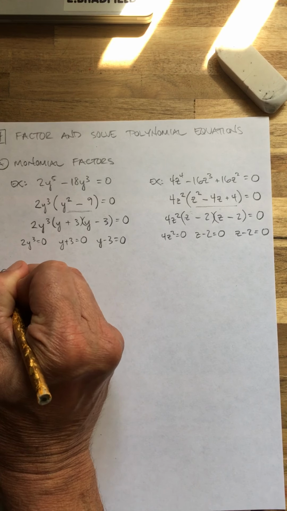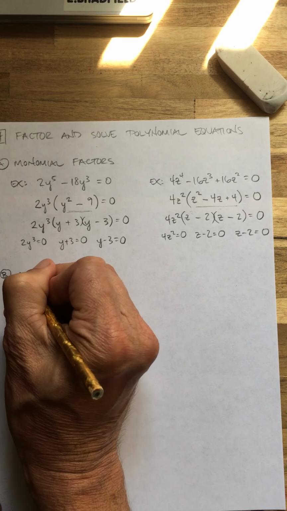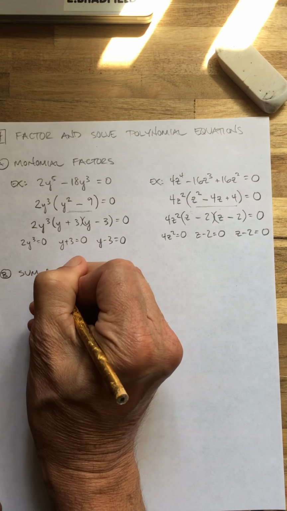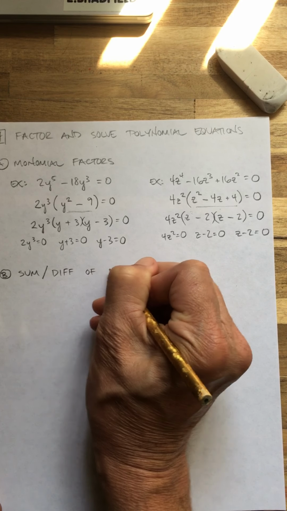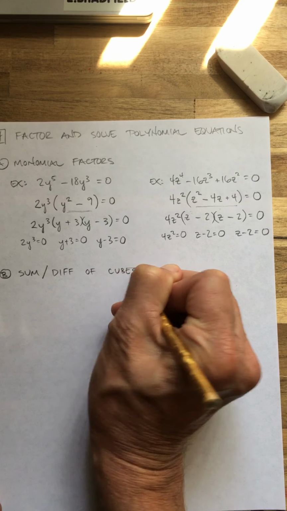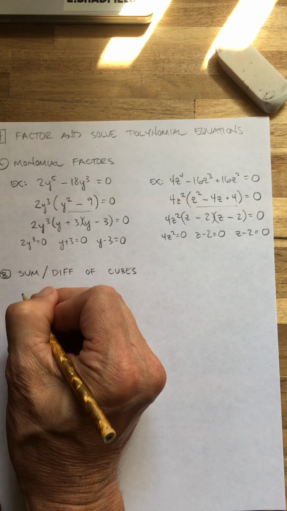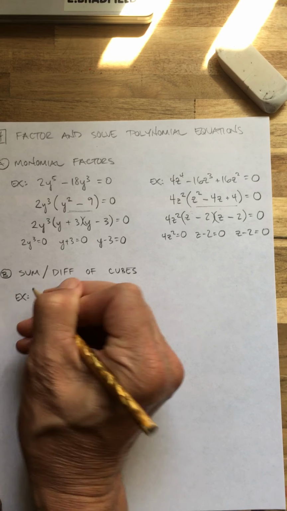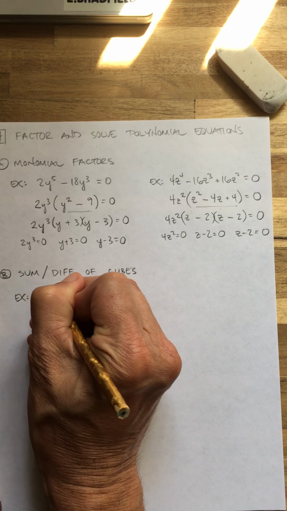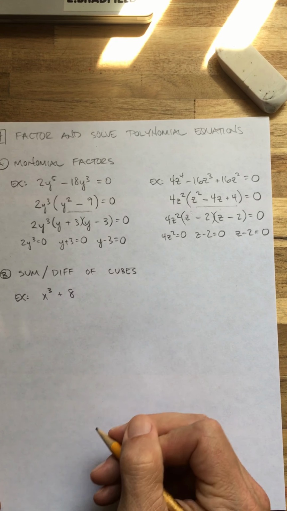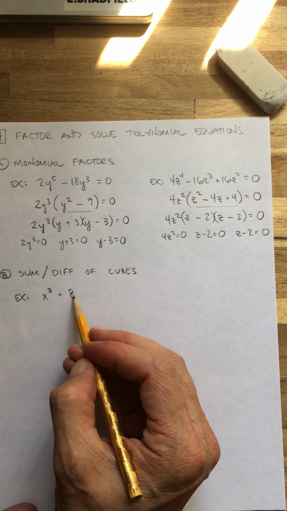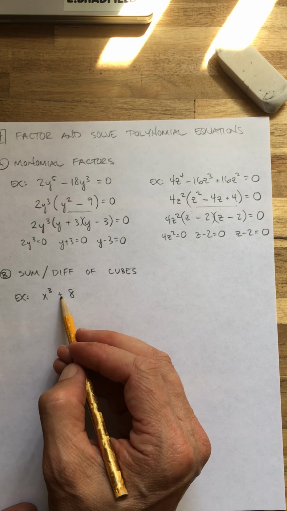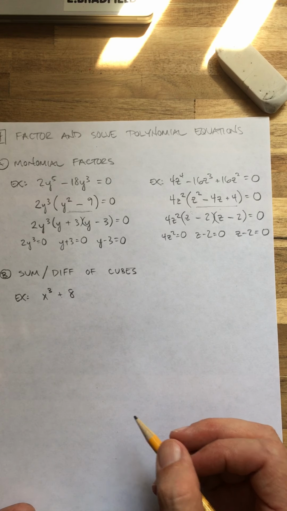So part B, I'll just pick sum and difference of cubes, okay? Sum and difference of cubes. All right, and here's a simple example. We have x cubed plus 8. Notice that x cubed is a perfect cube, 8 is a perfect cube, 2 times 2 times 2, and this is the sum of 2 perfect cubes, okay?